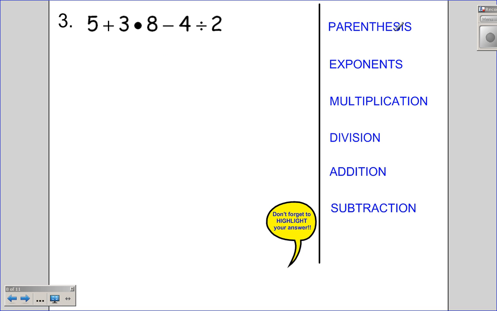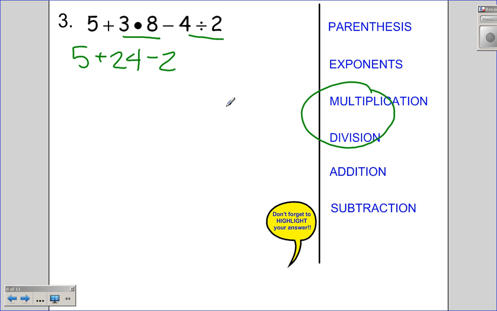So parentheses, no. Do I have any exponents? No. So I'm going to go into multiplication and division together from left to right. So I have 5 plus 3 times 8 is 24, minus 4 divided by 2 is 2. I'm going to do my addition and subtraction from left to right. 5 plus 24 is 29, minus 2 is 27.